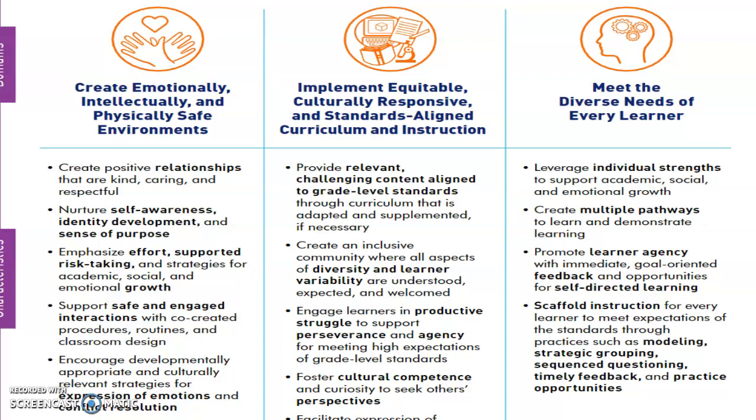So, as you see, there are 3 domains. Domain one, create emotionally, intellectually, and physically safe environments. Domain two, implement equitable, culturally responsive, and standards aligned curriculum and instruction. And domain three, meet the diverse needs of every learner. You will also see a lot of characteristics that go along with each of those domains of things that you should see in the classroom, certain systems, certain ways of expression, and etc. for each of those domains.